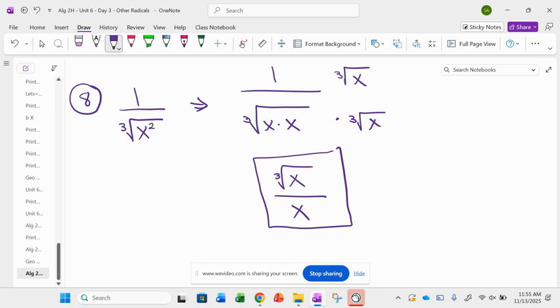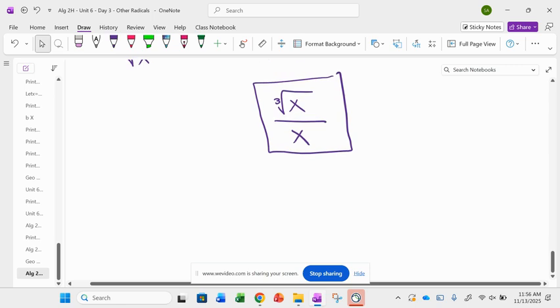Yeah, so because the index is 3, we need a group of 3, right? We need a triplet. Because it's x squared, we already have 2 x's, x times x. So when we multiply by 1 more x, we get x times x times x, which creates the triplet. So 1 comes out, there's nothing left over. Okay, let's try more.